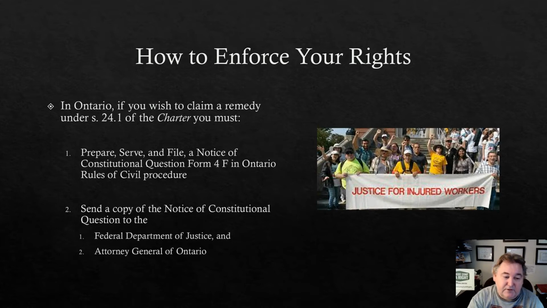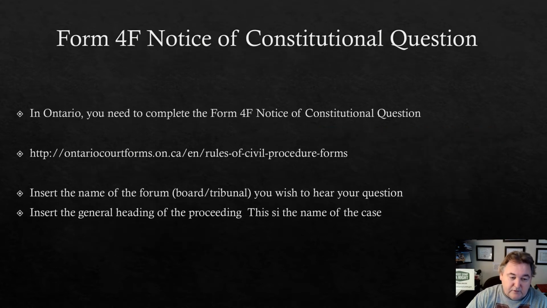So what you have to do is send a copy of the actual notice of constitutional question to the Federal Department of Justice and the Attorney General of Ontario. You have to do this because it is a requirement under Section 109 of the Courts of Justice Act. If you don't, then your notice of constitutional question cannot be heard by the board, tribunal, or court. They won't hear it, or if they do, and the Attorney General or Department of Justice finds out, they can have your issue appealed and, if necessary, overturned.